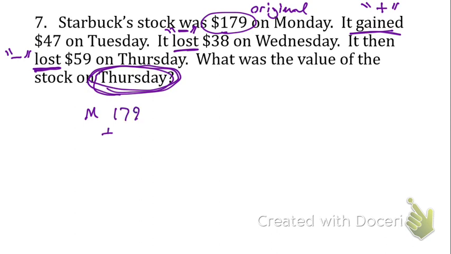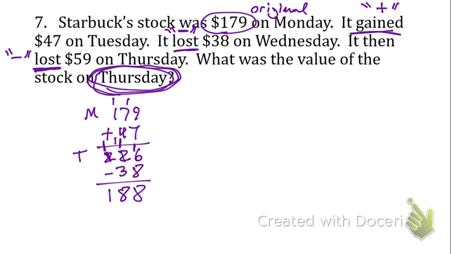Tuesday, we gained 47, so we'll add 47. So that would be 16. We carry 1, 2. That'd be $226. So that is Tuesday's amount. And then on Wednesday, they lost $38. So we got to borrow here. 16 minus 8 is 8. Got to borrow here. 11 minus 3 is 8. So I got $188. And that is for Wednesday.